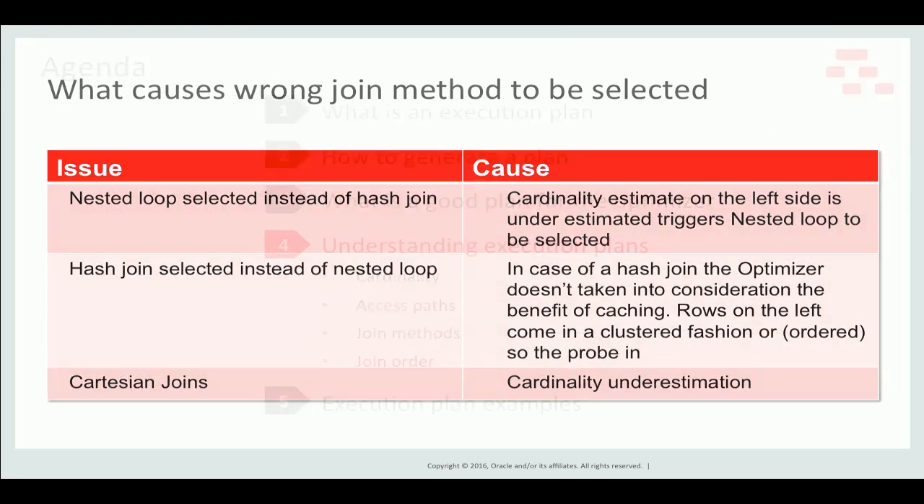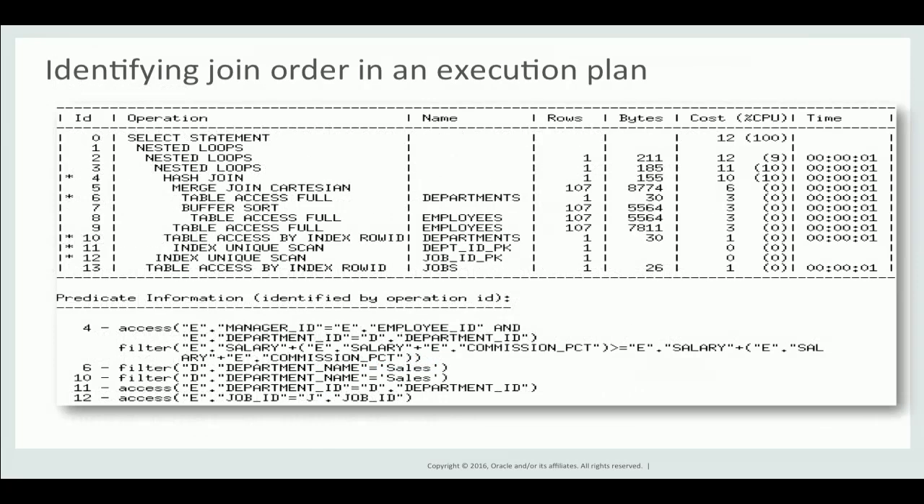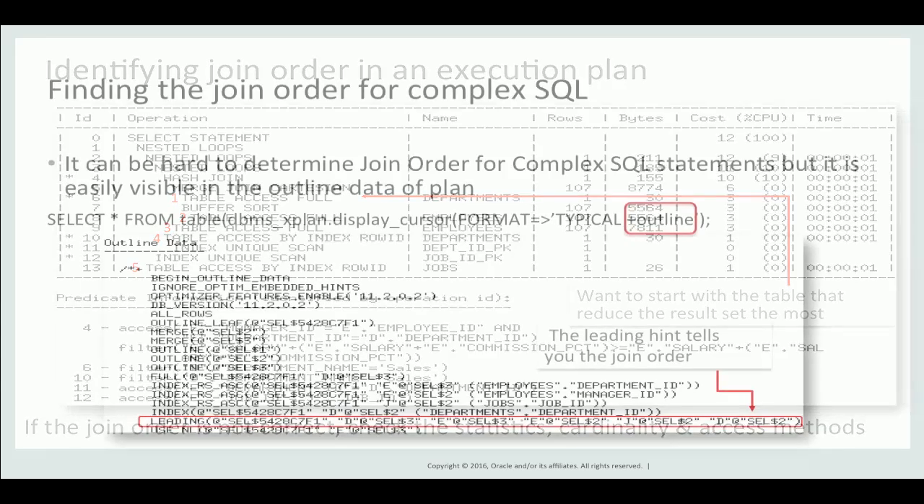Some ideas about what causes you to get the wrong one. Join order is the last thing, the order in which the tables in the query are joined. Forget about the basic rules, you see it through the indentation in the plan. But once the plan becomes about half a page or a page, forget about the indentation. So I'll show you the hint that I use.